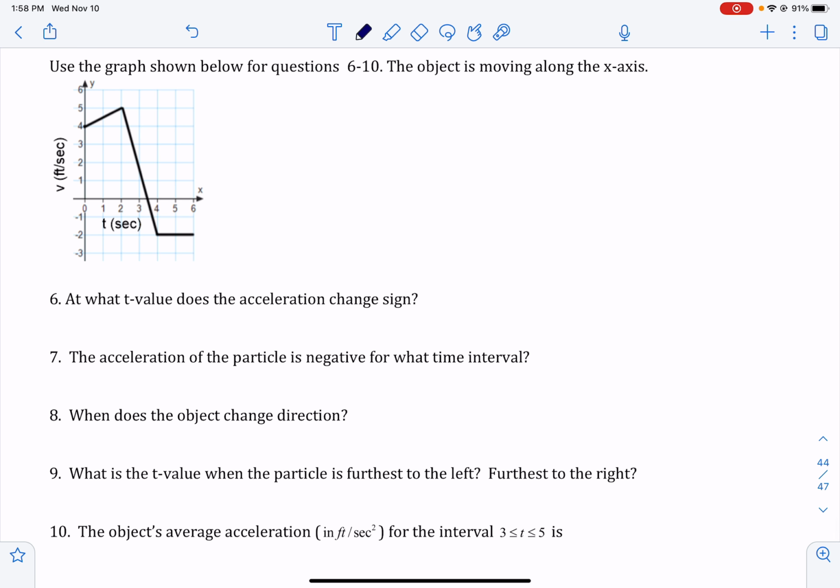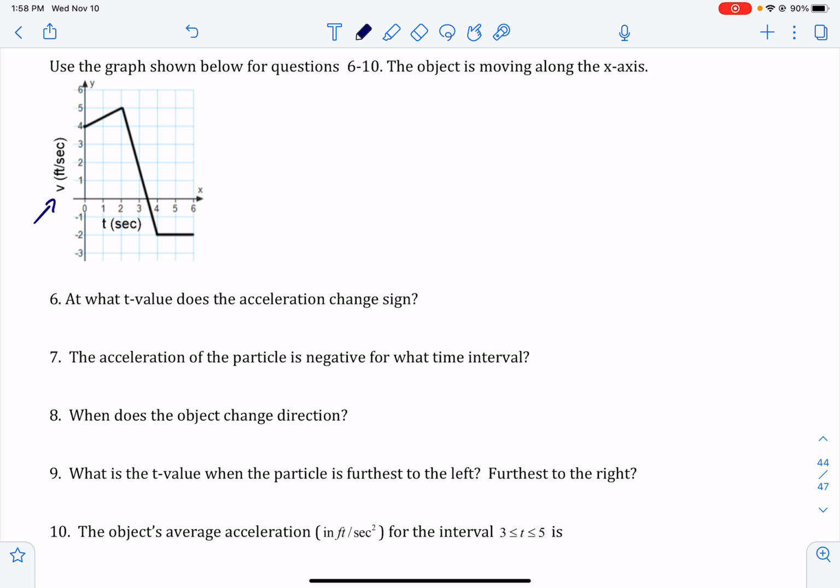More graph questions. Lucky you. This is the same graph from before, but this time it's labeled as velocity. So that means that it's still a derivative graph, right? Because it's still the velocity. And my values across the bottom are in seconds. So number 6 wants to know at what t value does the acceleration change sign? So when does the acceleration change sign?